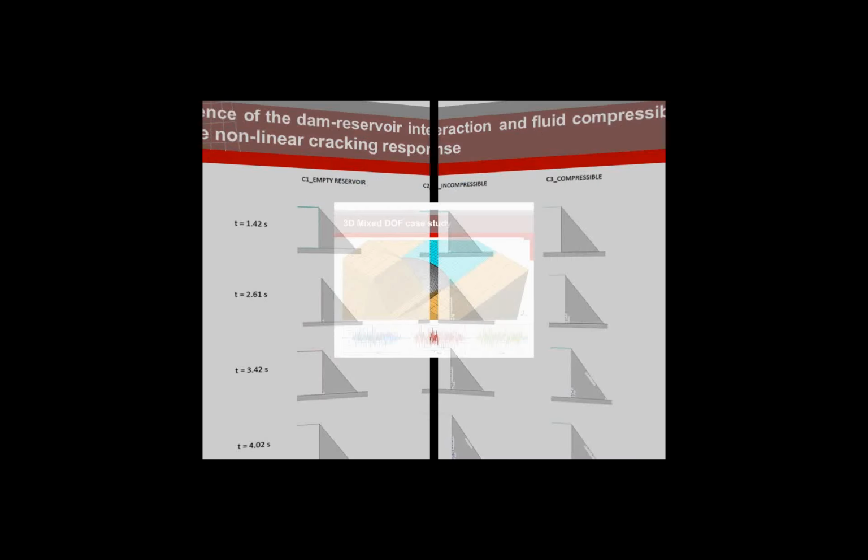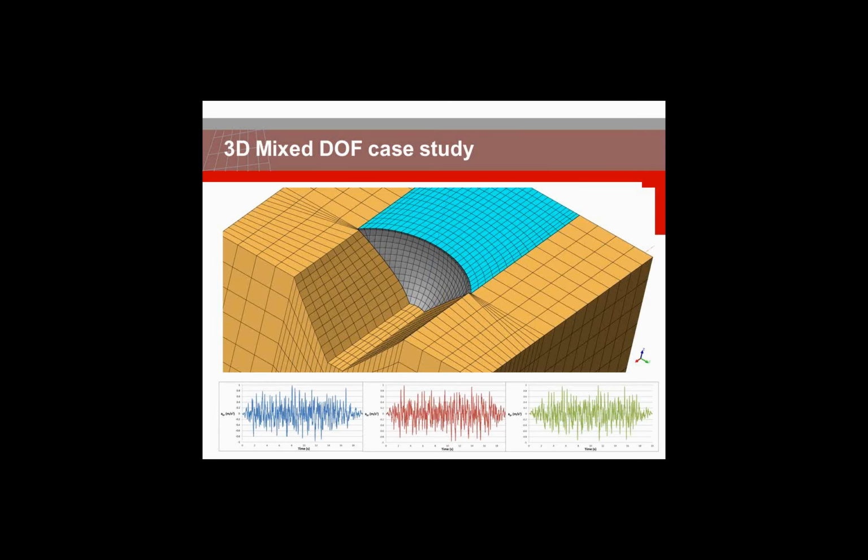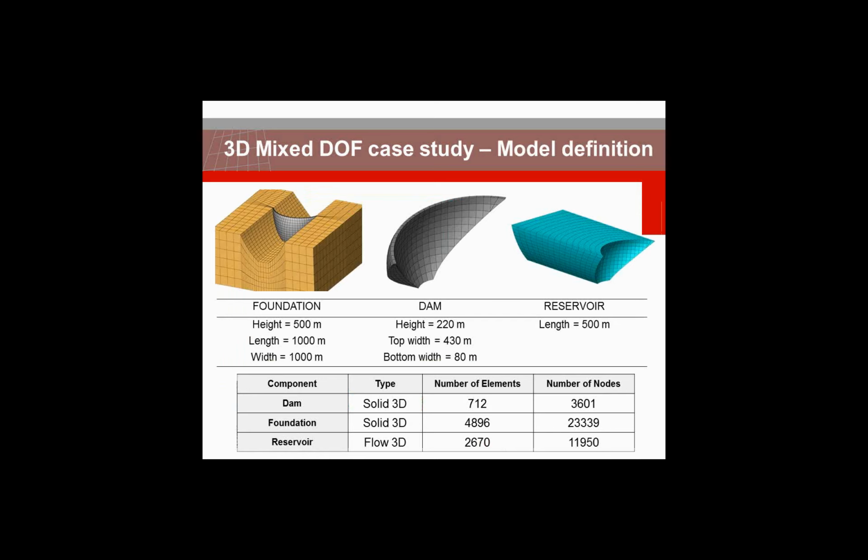Finally, the 3D case study. This is a real model we did in LS-DYNA, and we can see the terrain and the dam and the water, right? These are the components. We have the foundation that has these geometrical properties of height, length, and width. It's a very big model.